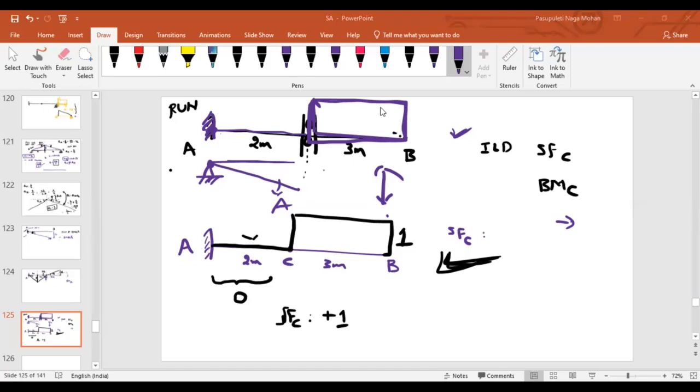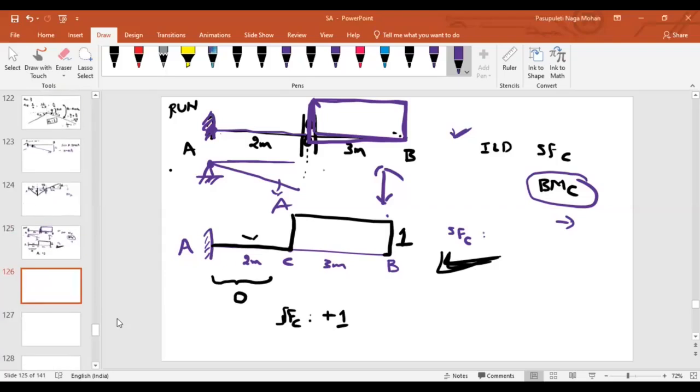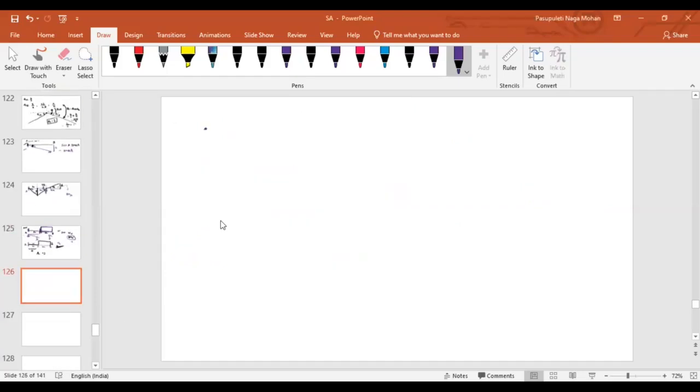Now, can you please draw the ILD for bending moment at C quickly? I think you guys will end up correctly in this case. I am expecting so. Even if you are not, that's completely fine, we will discuss it. Point C, 2 meter, 3 meter. Anyone?